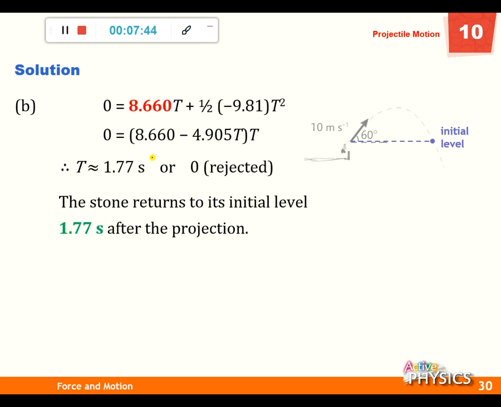Ay, I know that. So substitute it in. This one is a quadratic equation. We have two answers. One is 0. In physics, it is meaningless. Okay, so you should choose this one, 1.77. It means that this stone will take 1.77 seconds to go back to the same level from the initial position.